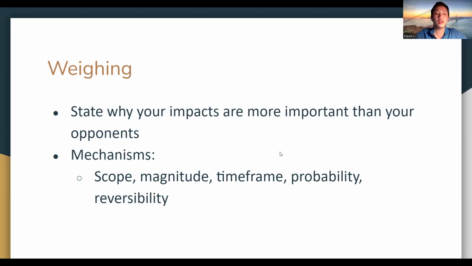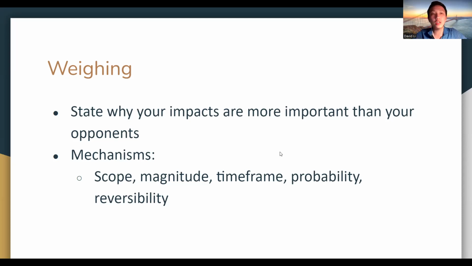In this case, we can already see with just 4 weighing mechanisms how you can differentiate and see which impact is the most important. And in your summary, you want to make sure you focus on doing the weighing and telling the judge why no matter what happens, your impact is more important.